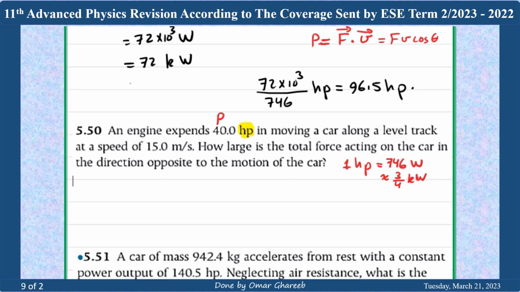So an engine expends 40 horsepower in moving a car along a level track at a speed of, this is v, speed. How large is the total force? We need the force acting on the car in the direction opposite to the motion of the car.